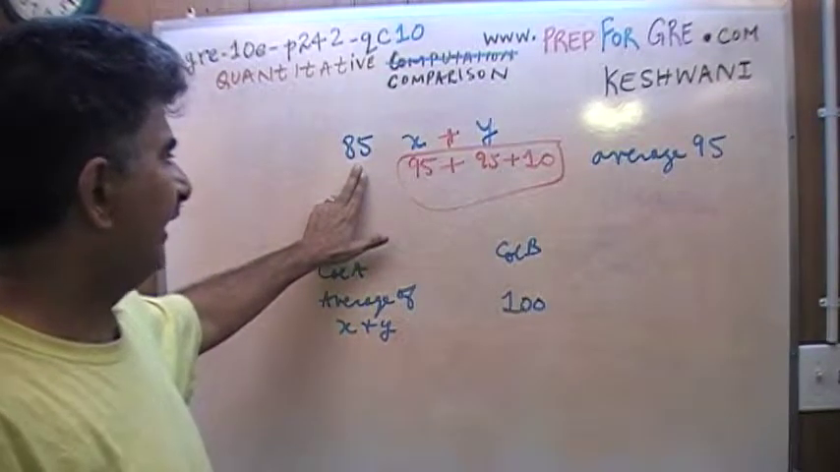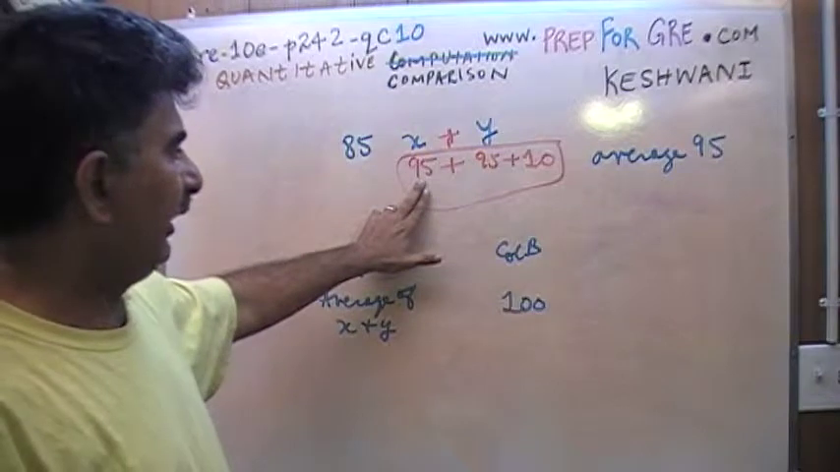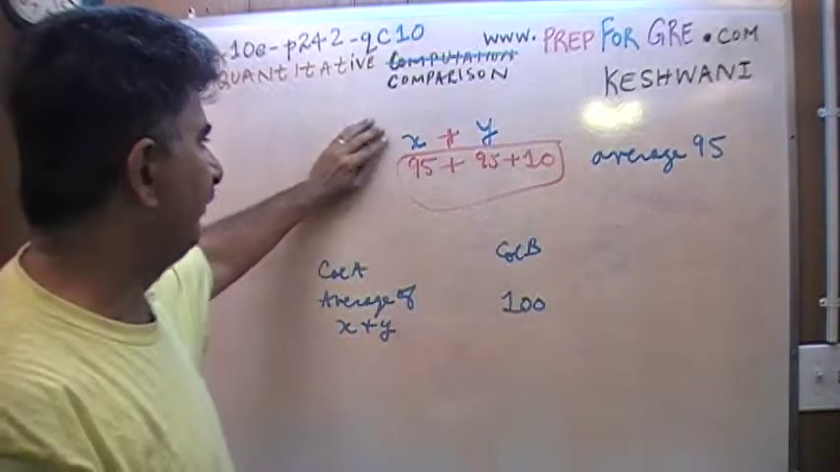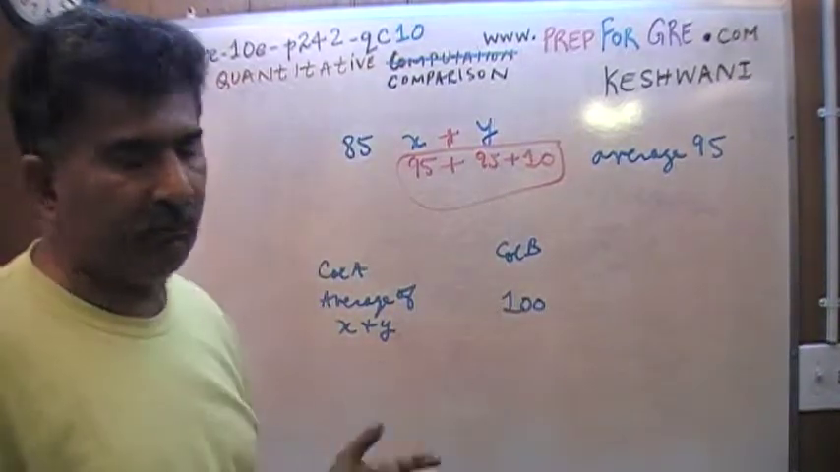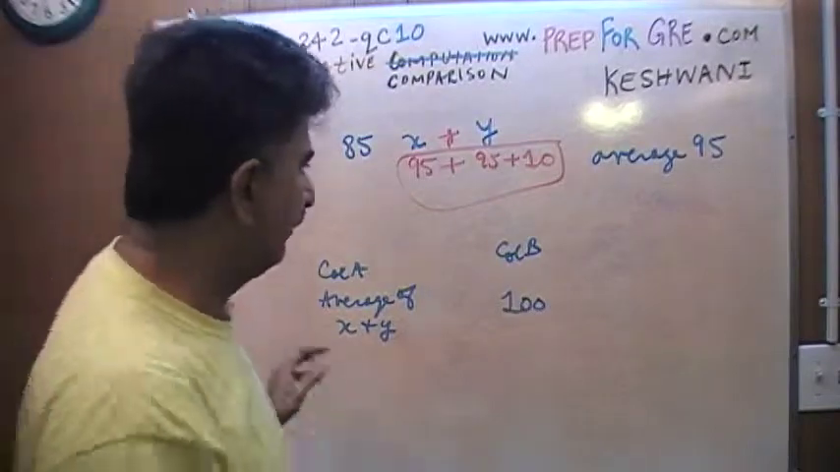Had this guy been 95, and if I make this one 95 and this one 95 and this one was also 95, we would have been all right. We would have been living in a very egalitarian society.